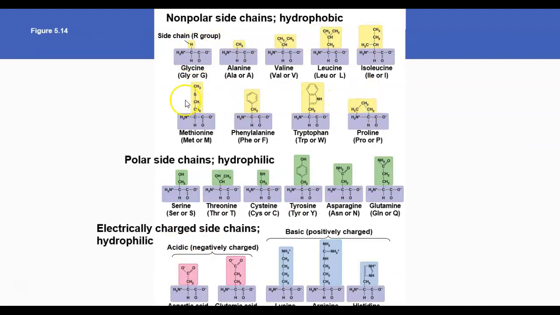So we have 20 different amino acids that all have that same base with that central carbon, the amine group, and the carboxyl group. But then it's this part that is different. That's that R, or that side chain. And what you can see here from just this picture is that some of them are quite small, some of them are quite large. Some of them are going to be hydrophobic, meaning they're scared of water.